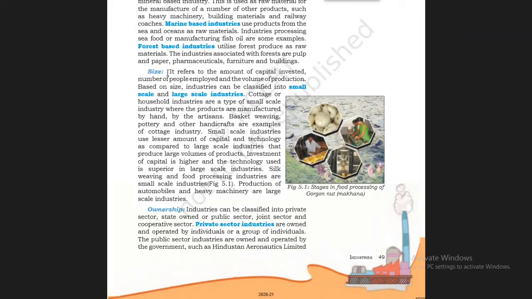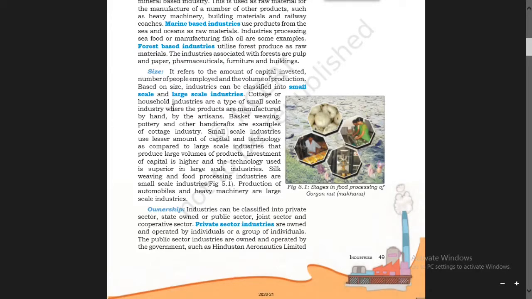Now, based on size, let us see. It refers to the amount of capital invested, number of people employed, and volume of production. Based on these three heads, industry is classified. The first one is the amount of capital invested. Second, the number of people employed, the number of people who are working there, and third, the volume of production. Based on size, industries can be classified into small scale and large scale industries. This one also you must know. What is the classification of industries based on size? If it asks, you have to say, based on size, industries can be classified into small scale and large scale industries.